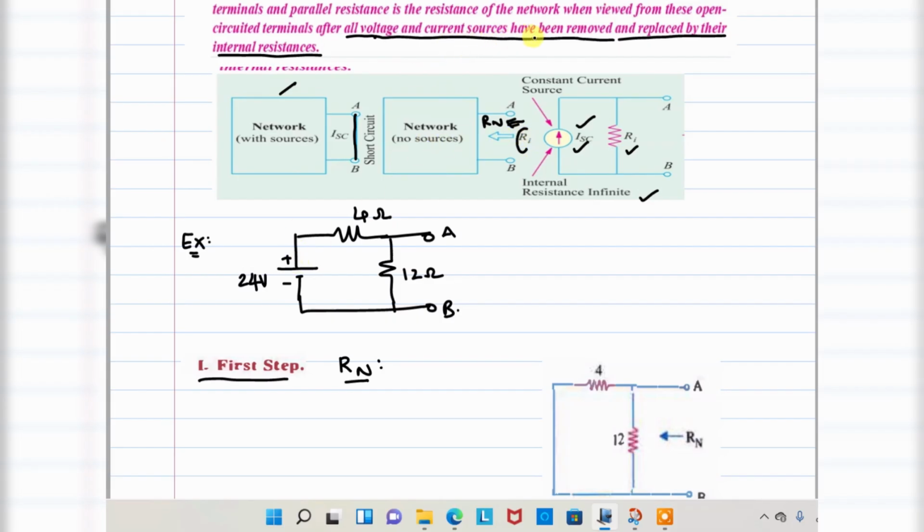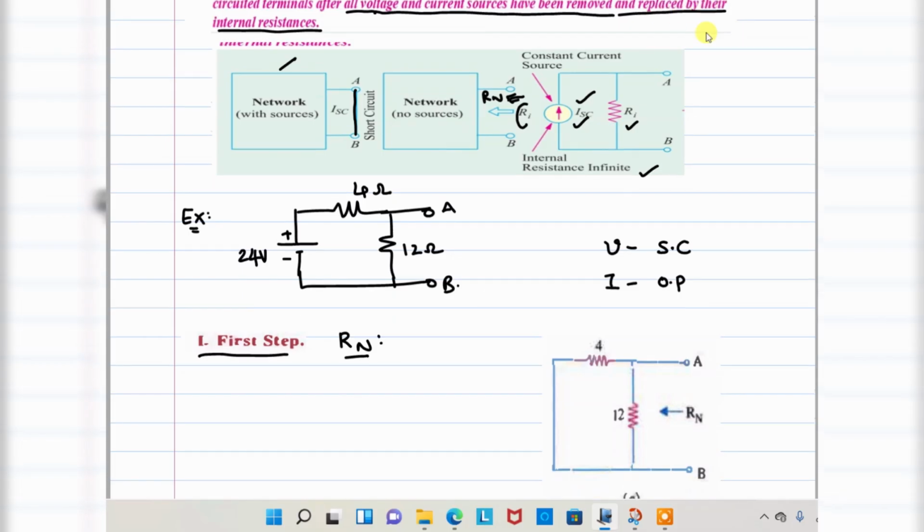How to find the Norton's resistance? All voltage sources and current sources are replaced by their internal resistance. Is any internal resistance mentioned here? No. That's why the voltage source should be short circuited. If a current source is there, it is open circuited whenever there is no internal resistance. If internal resistance is there, we can replace them with their internal resistances according to the statement. Okay, fine. So the first step is to find the RN.